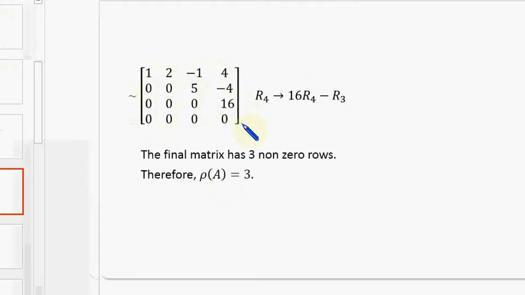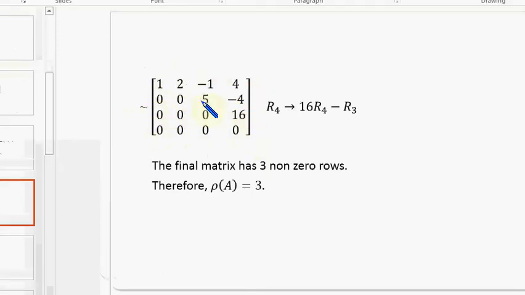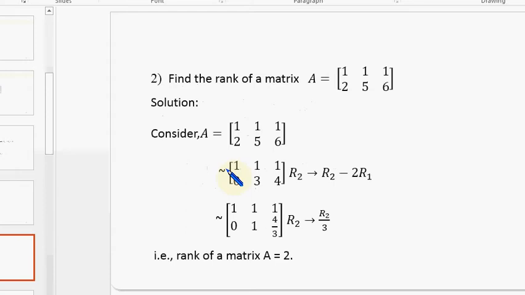So we can find how many non-zero rows and how many zero rows. Here zero rows are 1, and non-zero rows are 3. So we conclude that the matrix finally has 3 non-zero rows, therefore the rank of the matrix is 3. Let us move on to the next one.